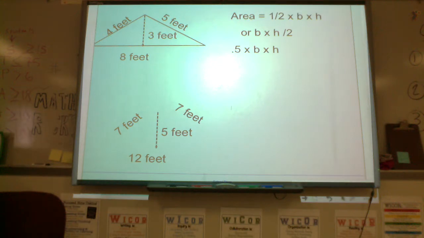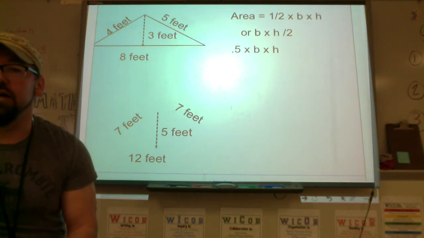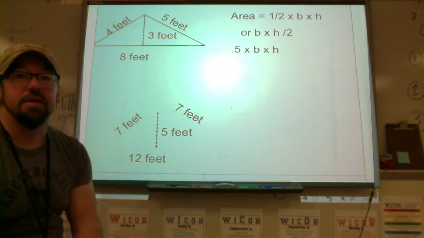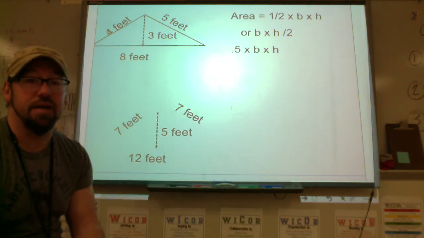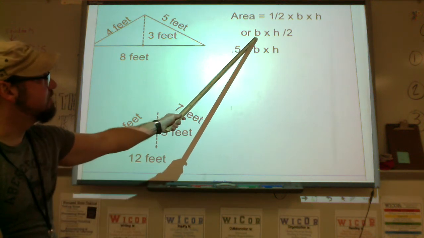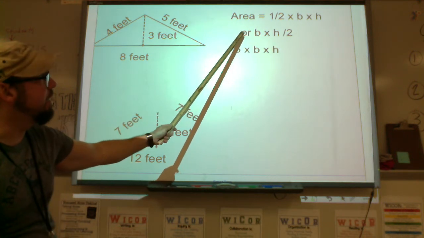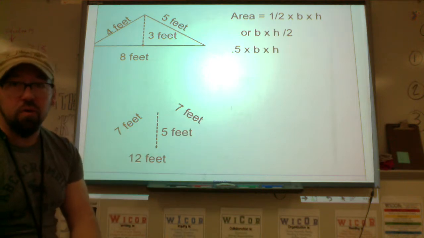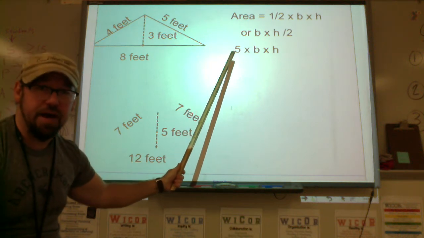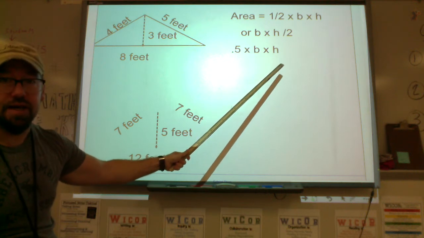Okay. Now moving on, I'm going to find the area of a triangle, which is written right up here. It is 1/2 times the base times the height. Or you could think of it as base times the height, and then this backslash line means divide. So you could go base times height divided by 2, or we can use 0.5. Multiplying something by 0.5 is the same as dividing by 2. So you could take 0.5 times the base times the height.